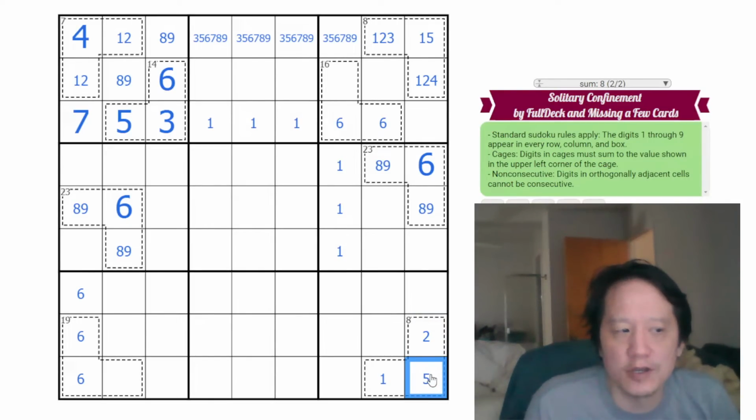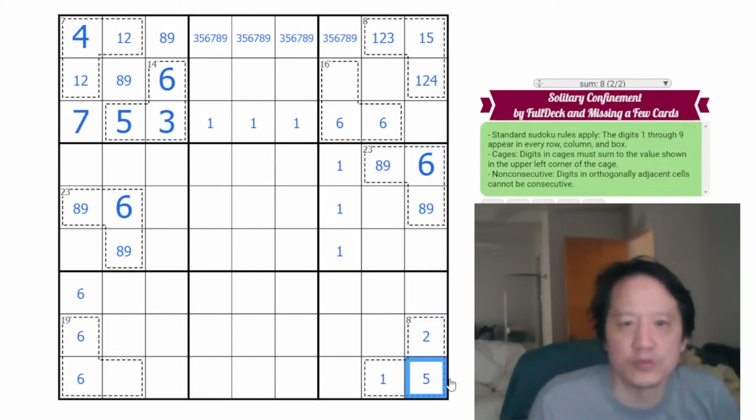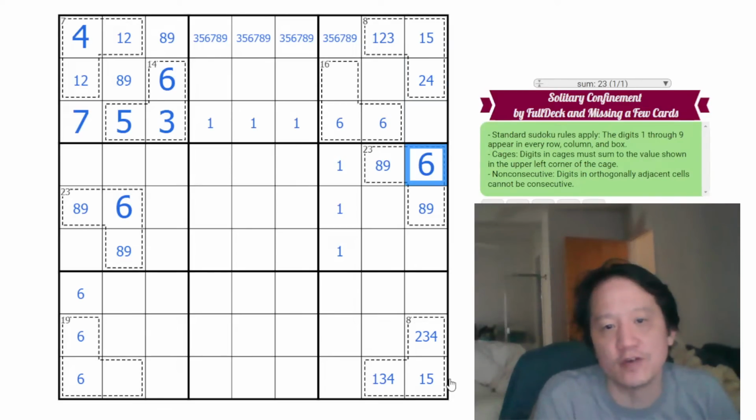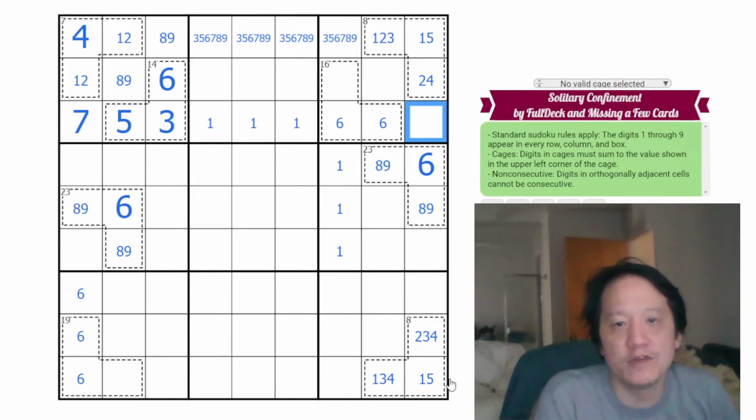The 3 and the 4 cannot be here then. So this would have to be 1. And you would have 3, 4, 3, 4. But if this is 1, this is 5. Okay, we have 1, 5 and a 1, 5 there. So this cannot be 1 or 5. So no 1, 5, or 6.